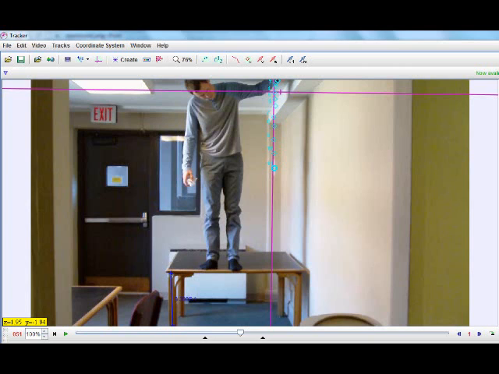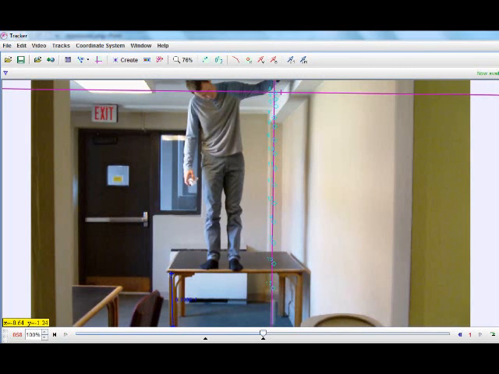Here's the middle of the clip. You can see the blue dots tracking the motion of the object. And here's the end. I stopped the video right before the object hits the ground.